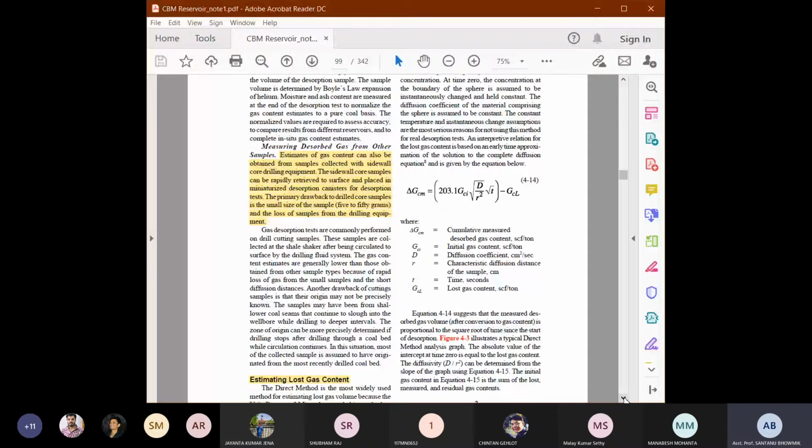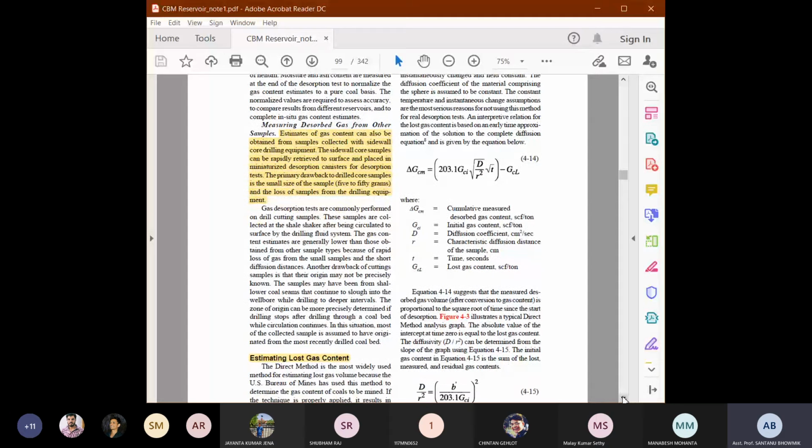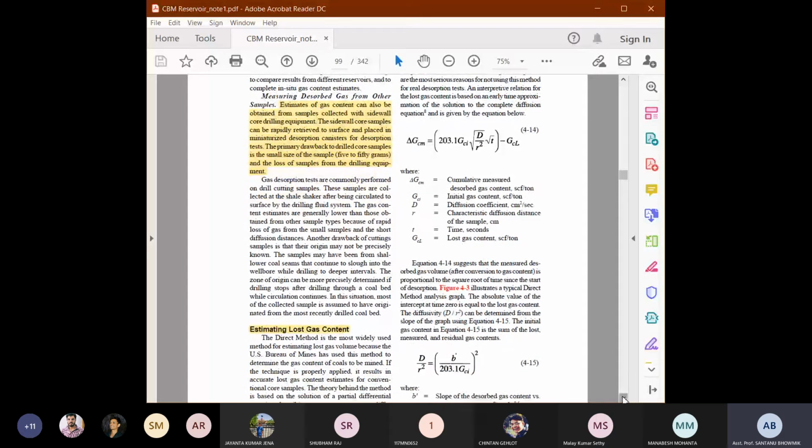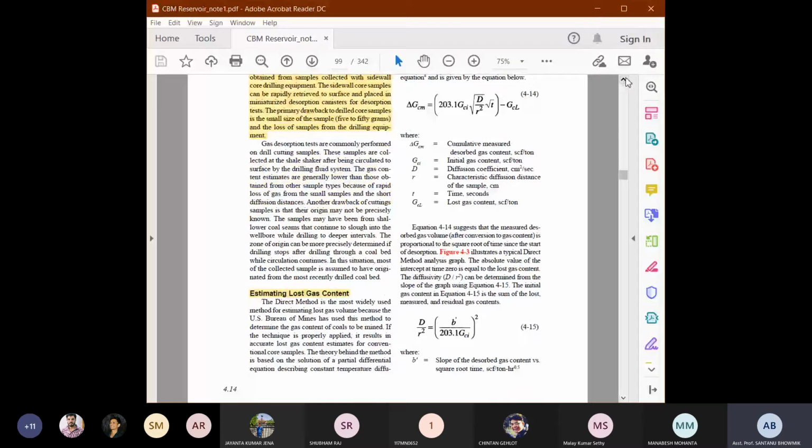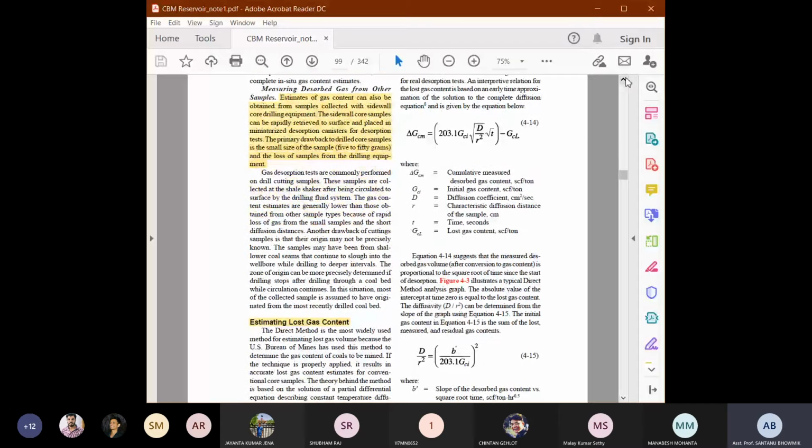So the isotherm will give you just a guideline for accurate measurement of the gas adsorption. The second component, the lost gas component, is a very tricky one. Why is it difficult and tricky? Because the lost gas means the gas which escapes into the atmosphere. So obviously, if you cannot measure it, you have to estimate it, and you have to estimate it based on the time.